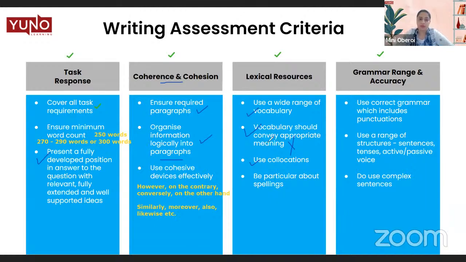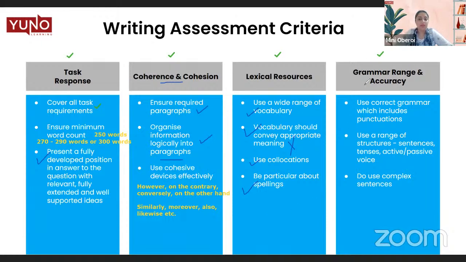So always be sure, you should be confirmed that yes, the word that I'm using is absolutely in the correct area. Then be particular about your spellings. Of course, we cannot afford a spelling error. So if you are not sure about a particular spelling, I always suggest replace the word with an alternate word.